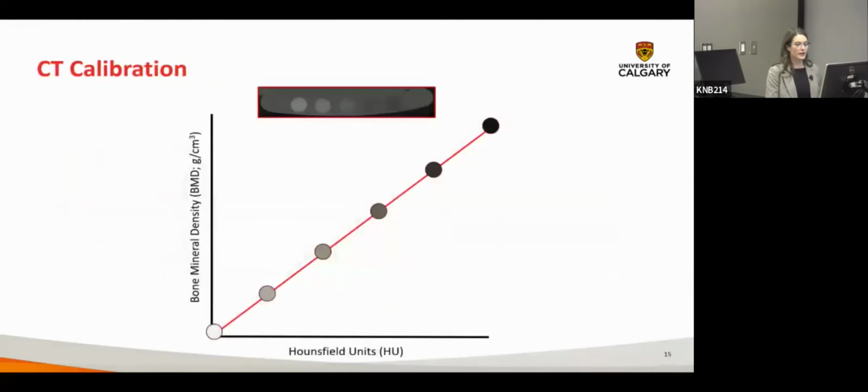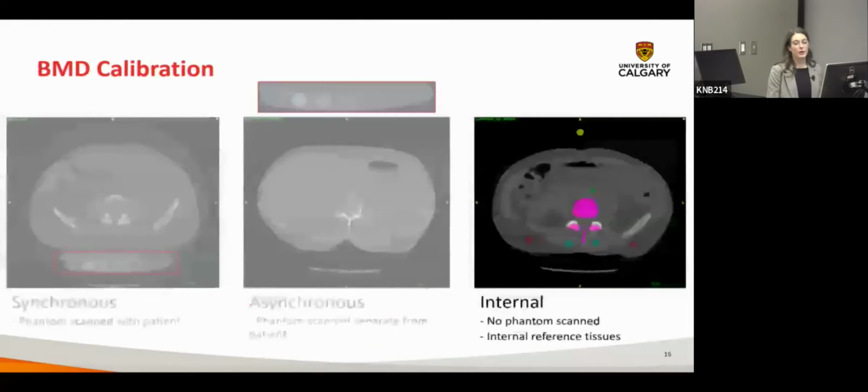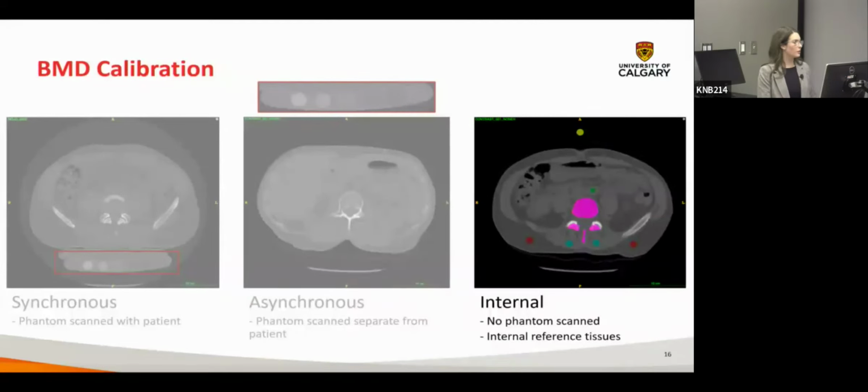So as I've already mentioned, these calibration phantoms, either synchronous or asynchronous, are not typically used in the clinical setting. So that kind of falls away, and that's where internal calibration comes in. With internal calibration, this uses no phantom whatsoever. Instead it uses internal reference tissues. If you look at the colors here, we have yellow for air, red for adipose, blue for skeletal muscle, green for blood, and then the magenta color is representing bone. Those are the typical tissues that you would use if you're doing internal calibration.